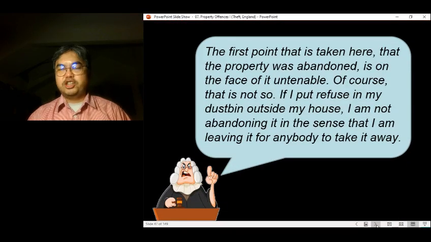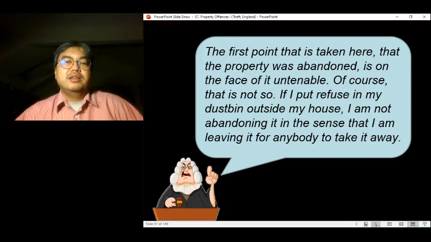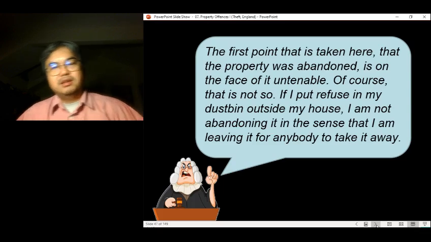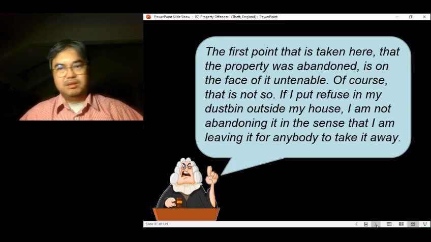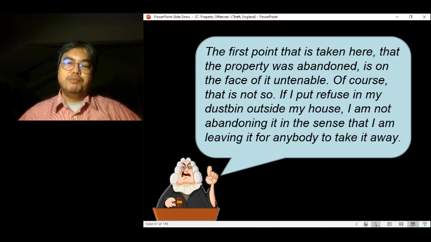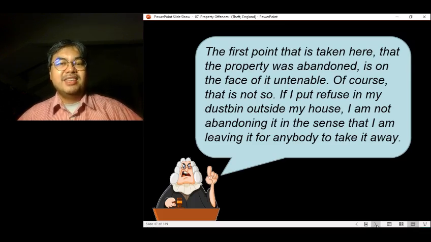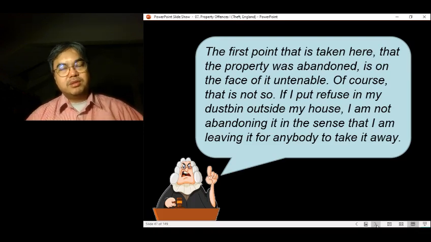So this is what the judge held, right? The first point that's taken here, that the property was abandoned, is on the face of it untenable. This is what the judge said: if I put refuse in my dustbin outside my house, I am not abandoning it in the sense that I am leaving it for anybody to take it away. So that's the argument, right?